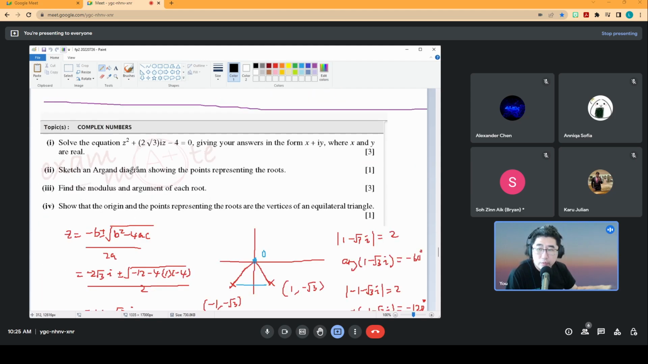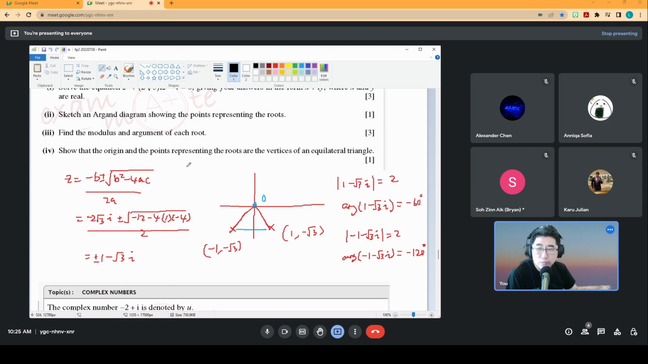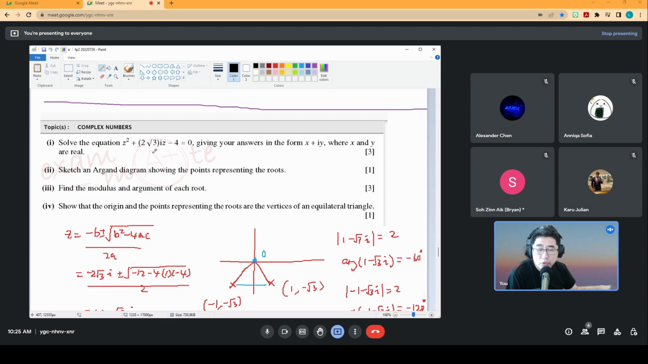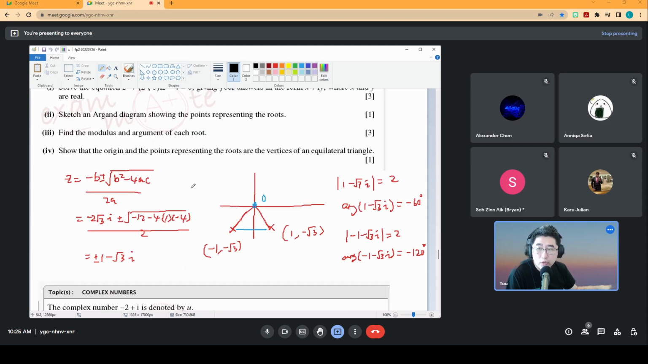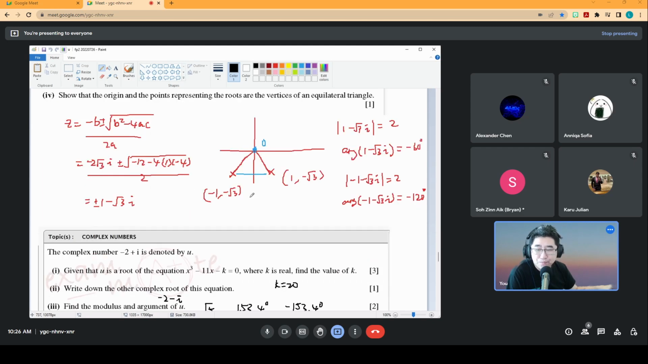Then from here, we do the examples. Solve the quadratic equation, sketch the diagram, then find the modulus and argument. Show that the origin and its points represent the vertices of an equilateral triangle. So you can show that the three sides have the same length, depending on how you want to do it. That's fine. As you can see, you can relate the algebra with geometry here.